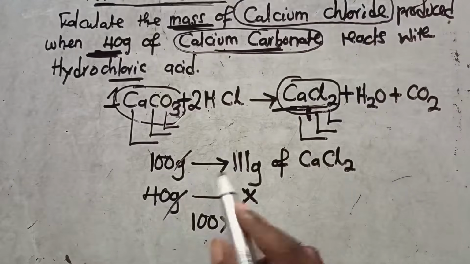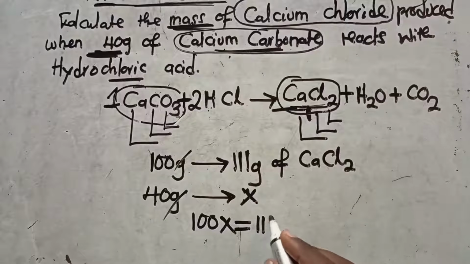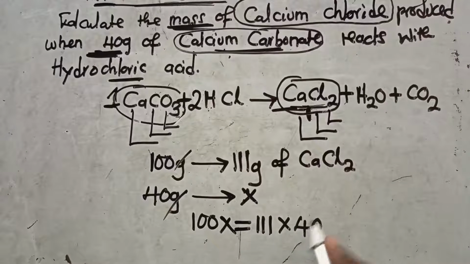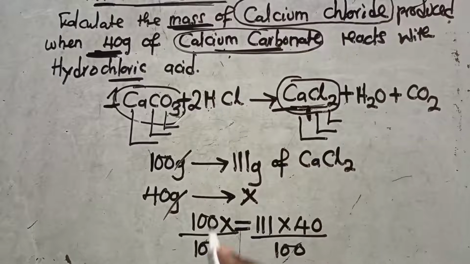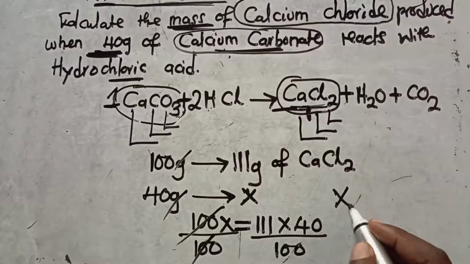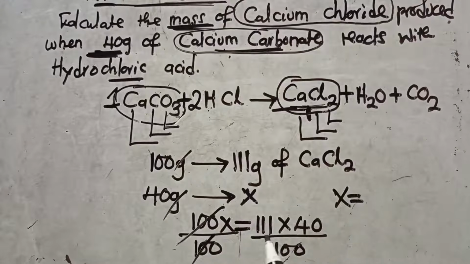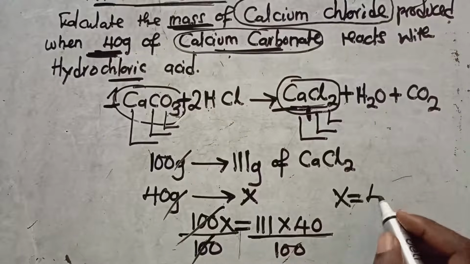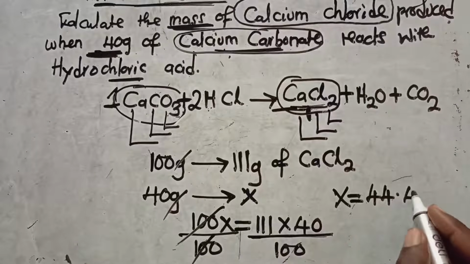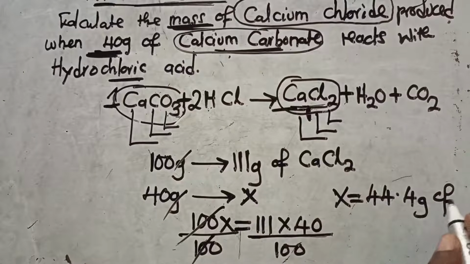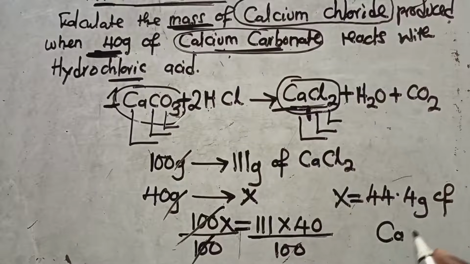I multiply here. When I multiply, I say 111 multiplied by 40. This is what I'm doing. I divide both sides by 100. This cancelled. So x is now equal to what? You multiply what is on top, and then you divide by 100. The answer that you need to get should be 44.4. Then you say grams of what? You are finding grams of calcium chloride. You are done.